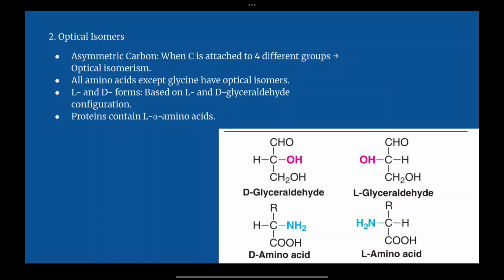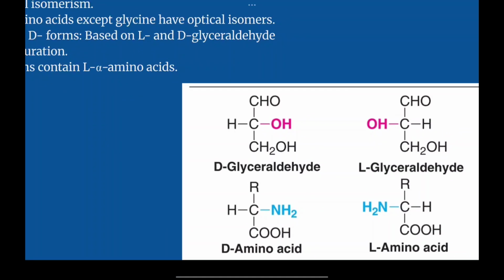Now the L and D form is based on the L and D glyceraldehyde configuration that you can see. Proteins contain L alpha amino acids. Here you see a D-glyceraldehyde and an L-glyceraldehyde, and you can see that the OH group is at a different position. When you place a mirror in between the D-glyceraldehyde and L-glyceraldehyde, they form mirror images, and hence they are called optical isomers.